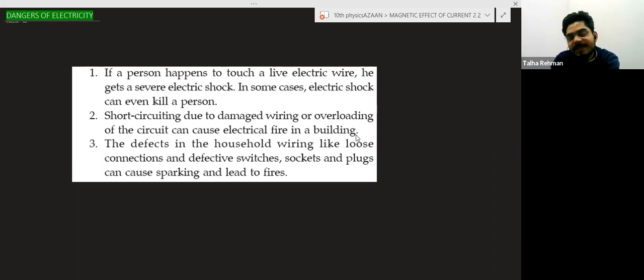So in that case, now what happens? In short circuiting, the current becomes maximum, and due to that, a lot of heat is produced. And maybe due to that heat, there can be a fire.